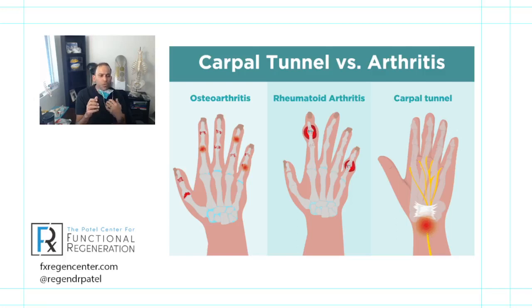But we can have some stiffness that starts to get associated with our joints. We can have pain associated with the joints if we are not moving correctly. So if you take a joint that has osteoarthritis and then you're vigorously using your hands on a regular basis, then those joints can become painful.